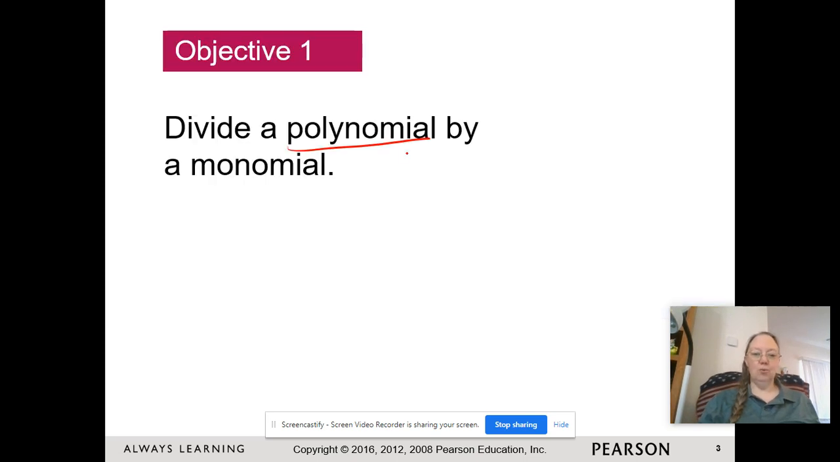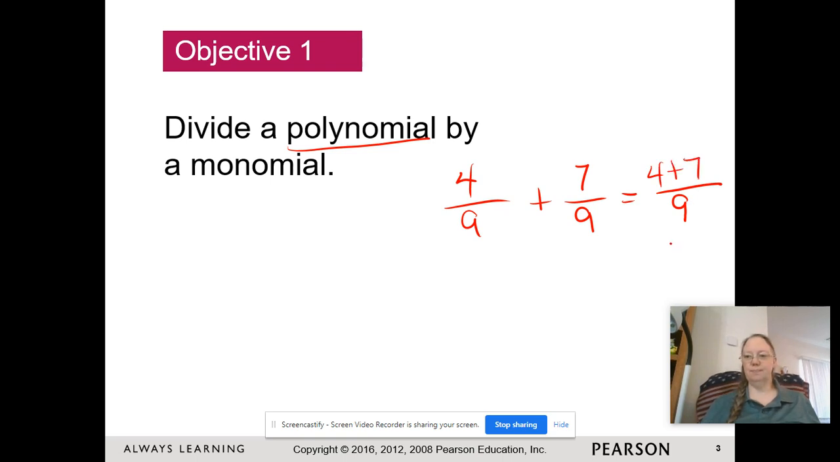Before we start with dividing by a monomial, I'm going to show you why we divide the way we do. And it goes back to adding fractions, actually. So let's suppose I have 4 over 9 plus 7 over 9. When I add these together, I keep the denominator the same and I add the numerators, 4 plus 7.